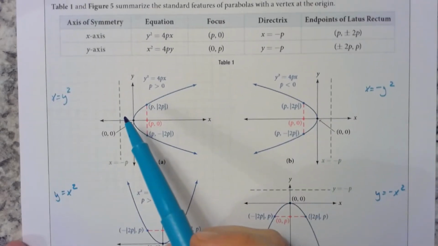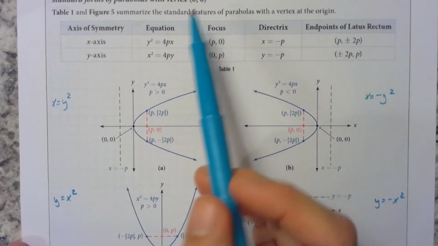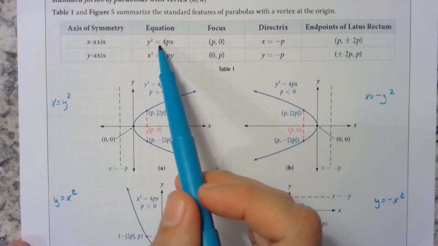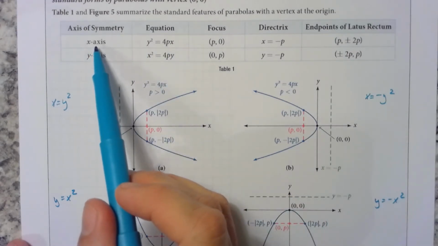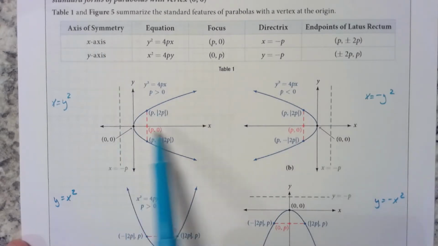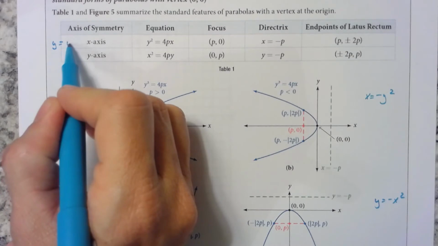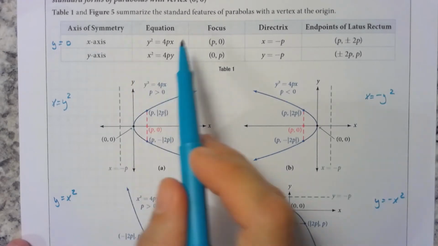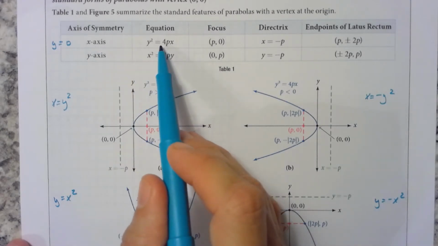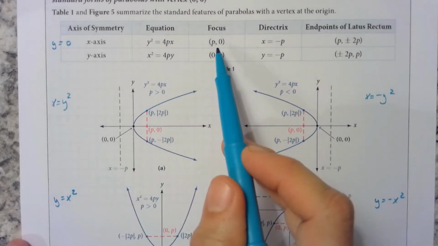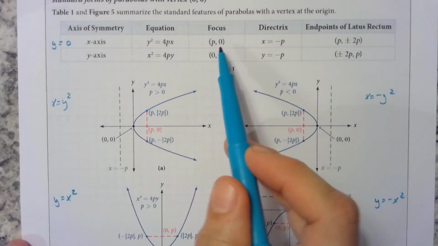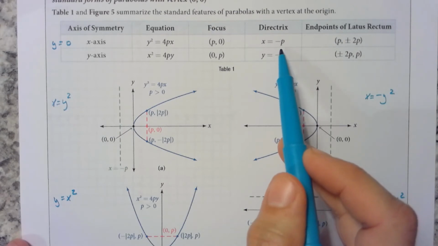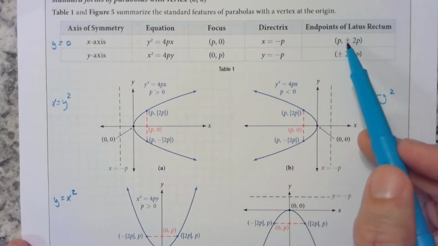So this table kind of summarizes everything for us. The equation of the parabola that is symmetric about the x-axis. Now the x-axis is where y equals 0, right? Y is equal to 0 here. If it's symmetric about the y-axis, this is going to be the general form of our equation. This is going to be our focus, so it's the point (p, 0). The directrix is the line x equals negative p, and then the endpoints of the latus rectum are going to be p and plus or minus 2p.